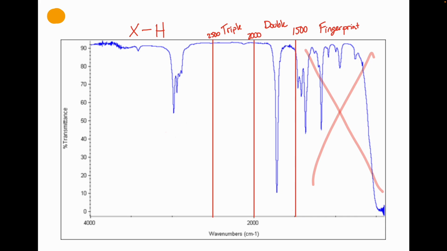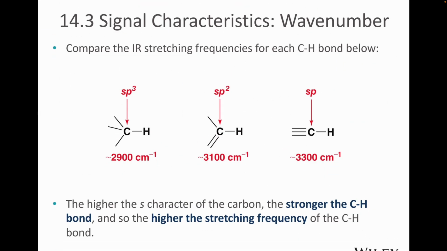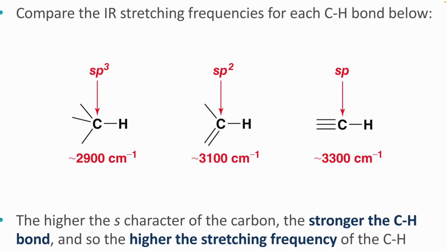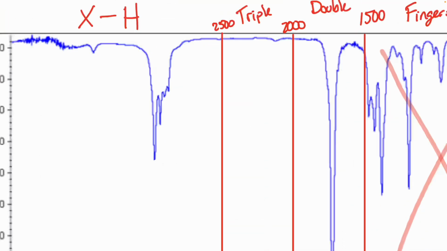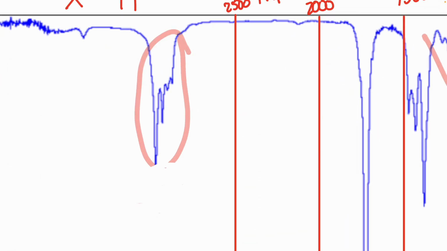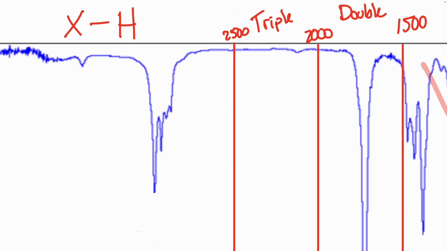So in particular, the hybridization of a carbon is going to influence where it absorbs in this region. Okay? The lower end is this 2900 thing here. All right? And let me just point out, because this is a great example, this right here is my carbon hydrogen, my sp3 hybridized carbon hydrogen peaks.